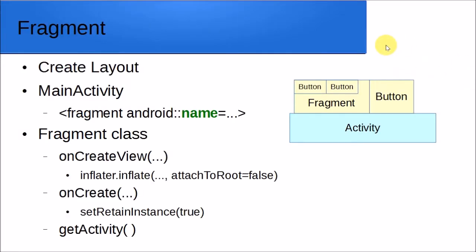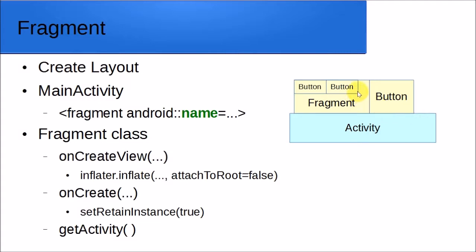Hello, in this video segment, I'll talk about fragments and dialog boxes. So fragments are like controls in the sense that you can use them in an activity. I have this picture here. A fragment will run on top of an activity just like a button or any other control.